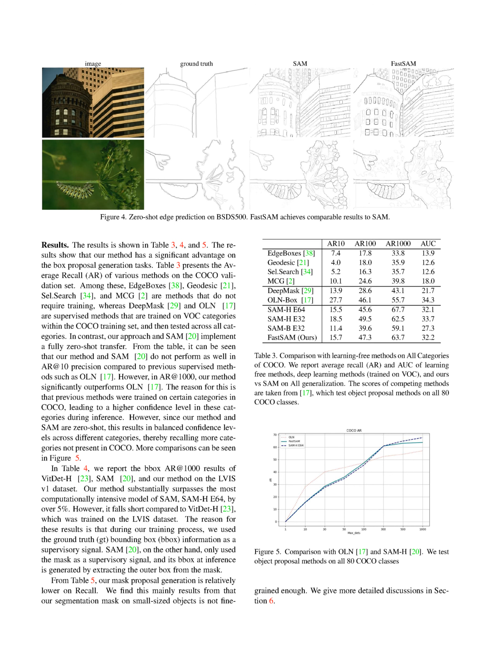However, it doesn't quite match up to ViTDet-H, which was trained on the LVIS dataset. The reason for these results is that we used ground truth bounding box information as a supervisory signal during our training process. FAST, in contrast, used only the mask as a supervisory signal, generating its bounding box at inference by extracting the outer box from the mask.